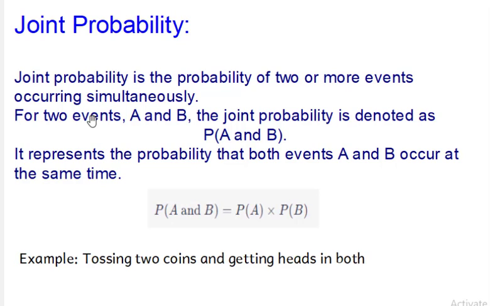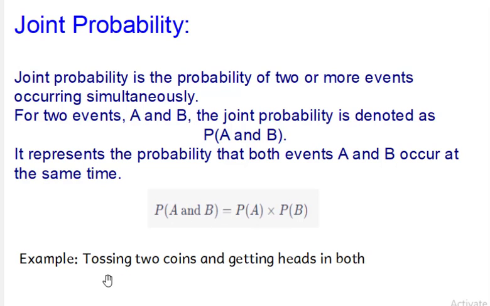Suppose we have two events A and B, then the joint probability is denoted by P(A and B), so both are occurring together. It represents the probability that both events A and B occur at the same time. P(A and B) is equal to P(A) into P(B). So we simply multiply the two probabilities individually and we get the joint probability.